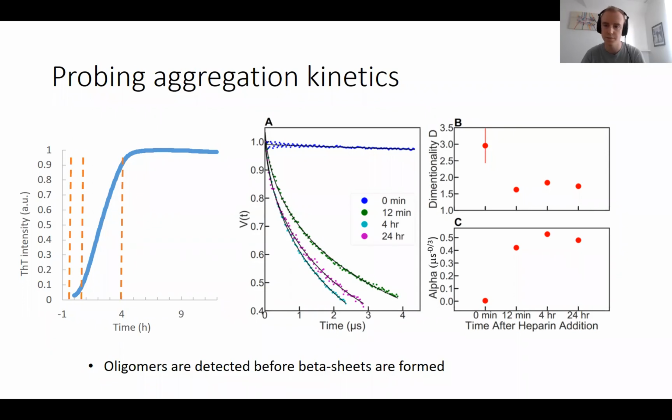Any other questions? I don't see any. I can ask one if you want. Yeah. So how did you make the aggregated tau fibrils? And do you know beforehand which one it is, Alzheimer's, Pick's, or whatever?